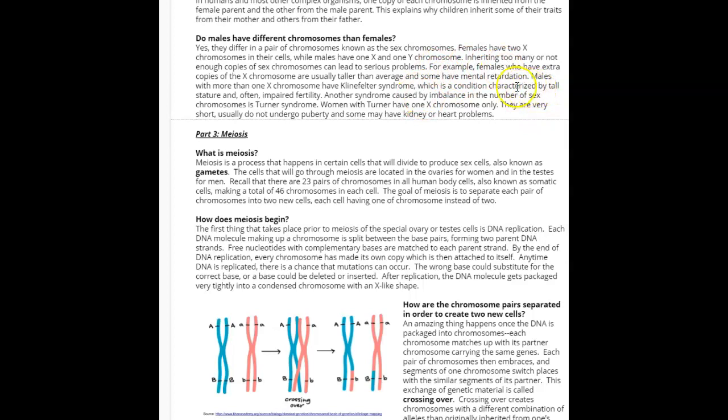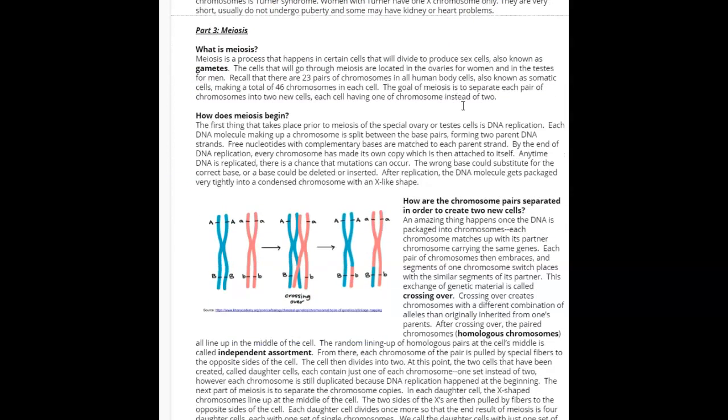For example, females who have extra copies of the X chromosome are usually taller than average and have some mental retardation. Males with more than 1 X chromosome have Klinefelter syndrome, which is a condition characterized by tall stature and often impaired fertility. Another syndrome caused by imbalance in the number of sex chromosomes is Turner syndrome. Women with Turner have 1 X chromosome only. They are very short and they usually do not undergo puberty, and some may have kidney or heart problems.